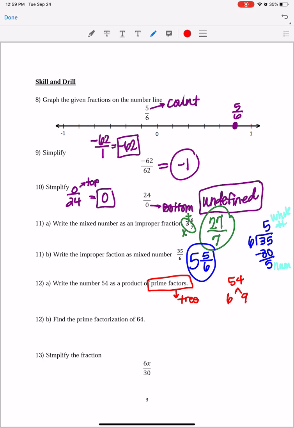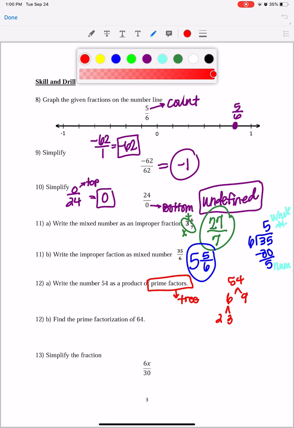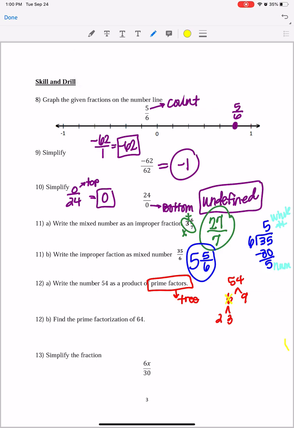You could do it 2 and, what would that be? 2 and 27. Okay, it doesn't matter how you start it, just keep breaking it down. 6 is not prime, so you can break down 6 to 2 and 3. So after you break down 6, I'm going to just kind of cross out this 6. I don't really look at it anymore because we've broken down 6 to that 2 and 3.